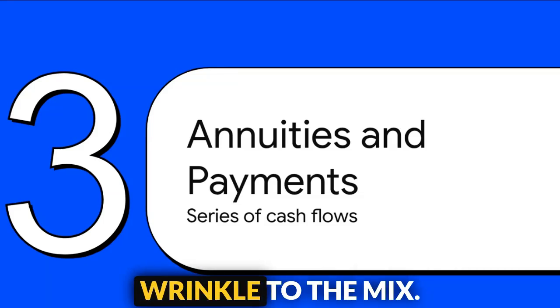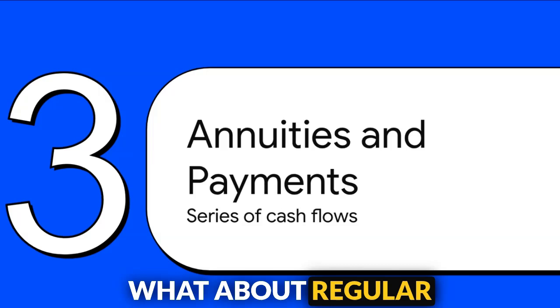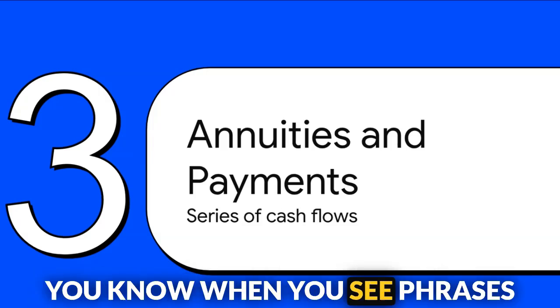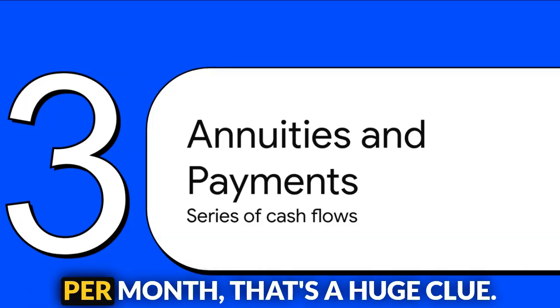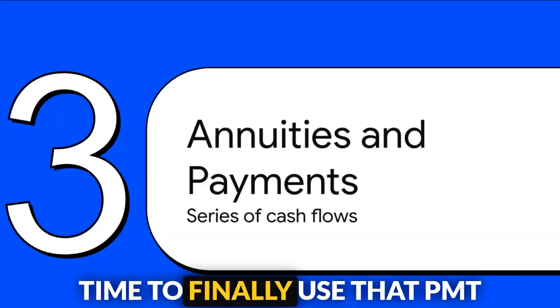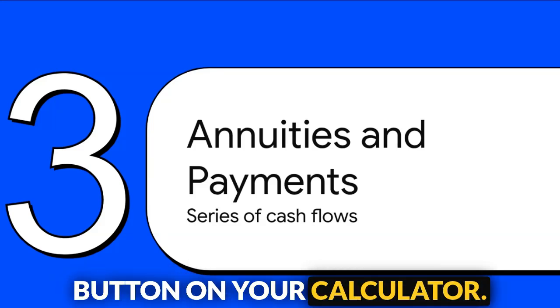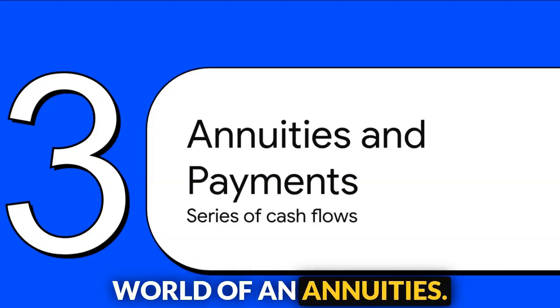Okay, we've handled single lump sums. Now let's add a new wrinkle to the mix. What about regular repeating payments? You know, when you see phrases like save every year or pay per month, that's a huge clue. It's your signal that it's time to finally use that PMT button on your calculator. We're now in the world of annuities.